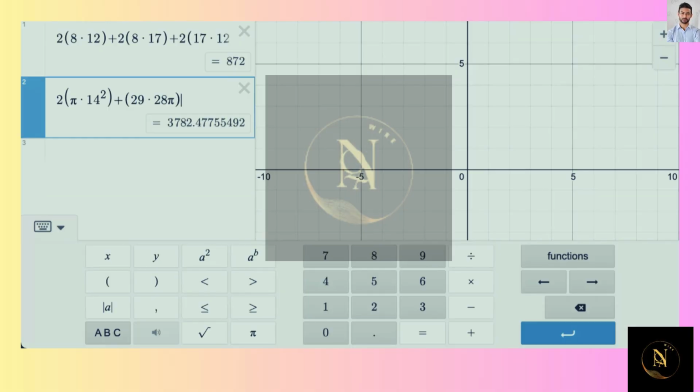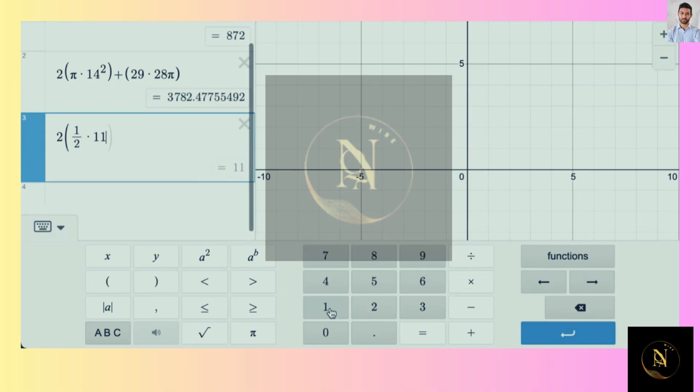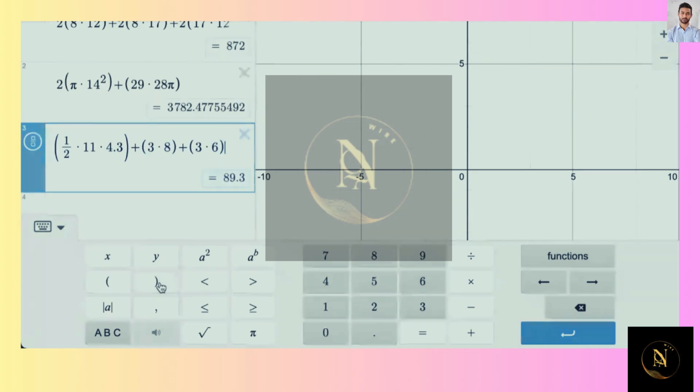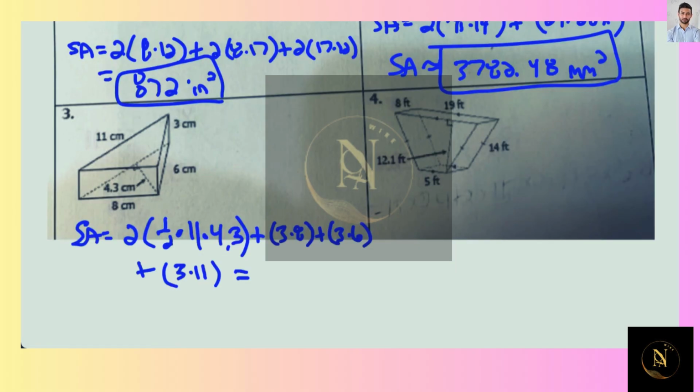So 2 times 1/2 times 11 times 4.3 plus one rectangle that is 3 by 8 plus a rectangle that's 3 by 6 and plus another rectangle that is 3 by 11. So that's 122.3.